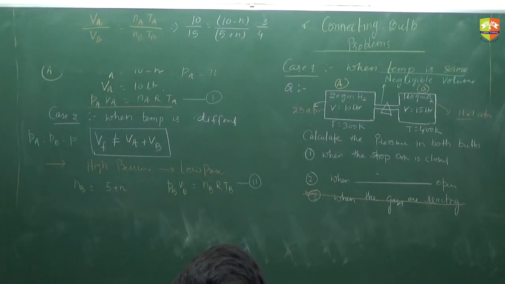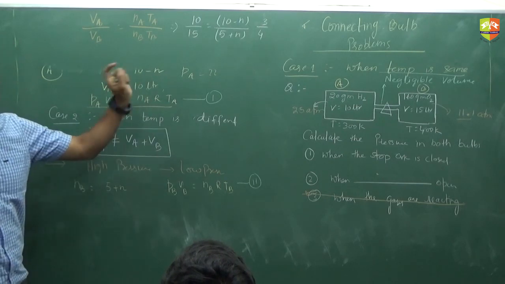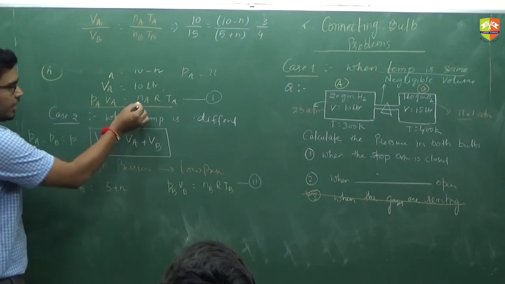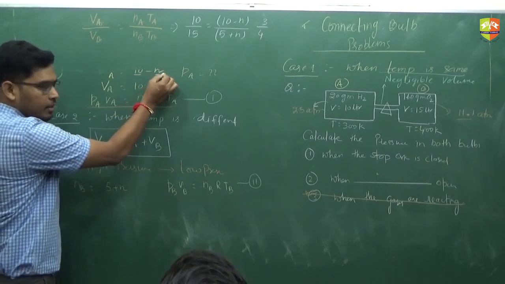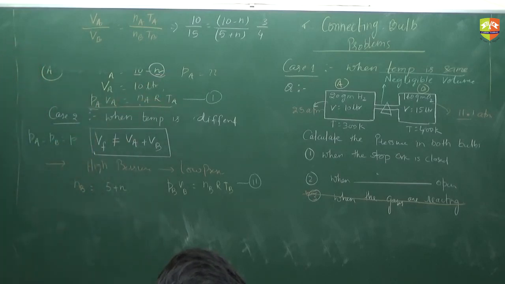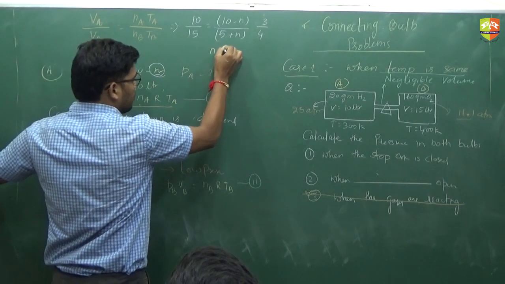What is this n? Find out n, substitute it, get the number of moles, and then you can find the pressure. Why can we not substitute directly? Because nA is 10 minus n, and this n we do not know. The pressure we do not know either, so there are two unknowns. What is the value of n? 50 by 17, so approximately 3. Approximately n is equal to 3.